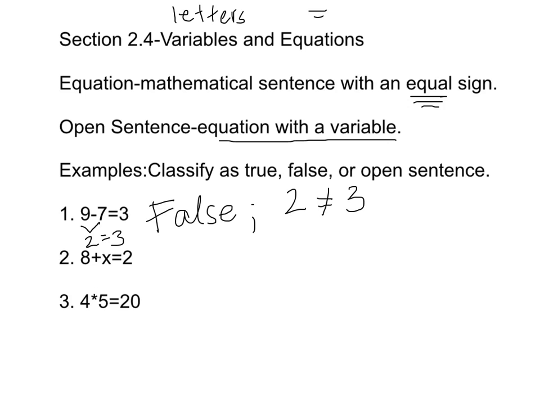Alright, the second one says 8 plus x equals 2. This is an open sentence. We cannot solve this because we do not know, well, we can solve it, but right now we're not going to solve it. We're just going to say that's an open sentence. I can't do 8 plus x. I can't figure out if it equals 2 or not, so we are just going to leave that as an open sentence. If you have to say why, you will just write a semicolon and write variable.